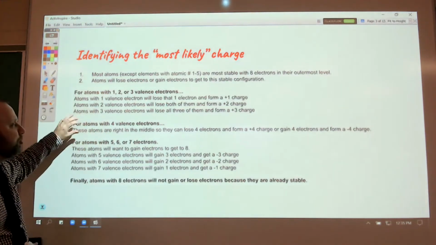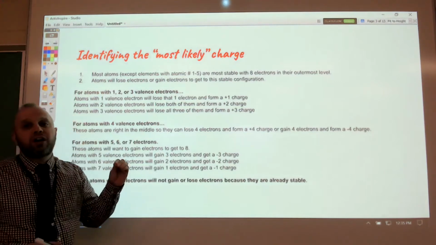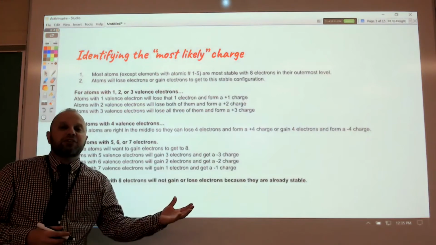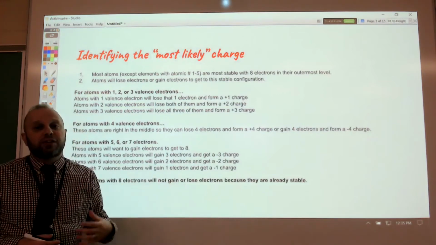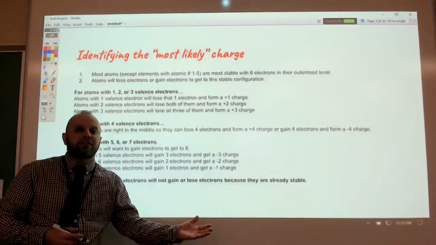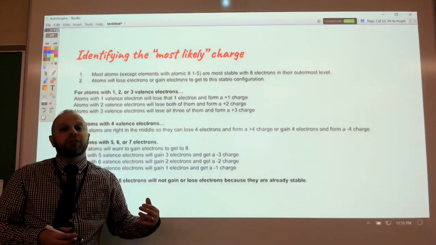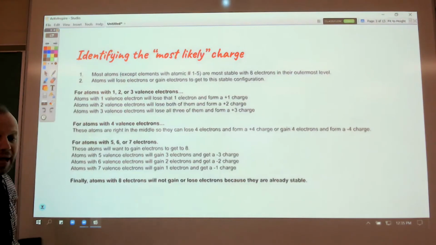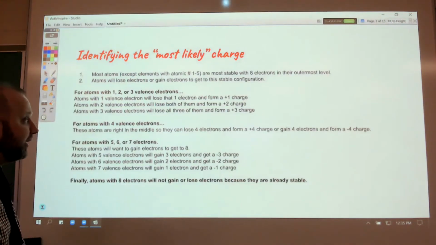Right in the middle, you have atoms that have 4 valence electrons. And really, there's an option there. We can either gain electrons or we can lose electrons. If we gain electrons, we end up with a negative charge of -4. If we lose electrons, we wind up with a positive charge of +4. So let's go back and look at a few examples of these.